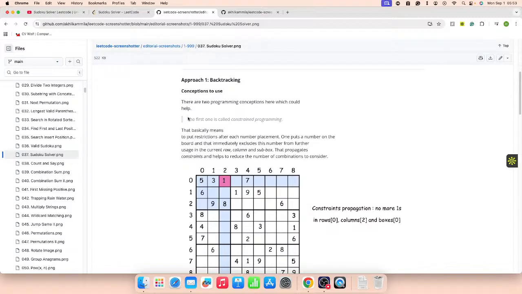The first one is called, there are two programming conceptions here which could help. The first one is called constraint programming. That basically means to put restrictions after each number placement. Yeah, that I was just thinking of. Like if I put 2 over here, we are left with 9 options.